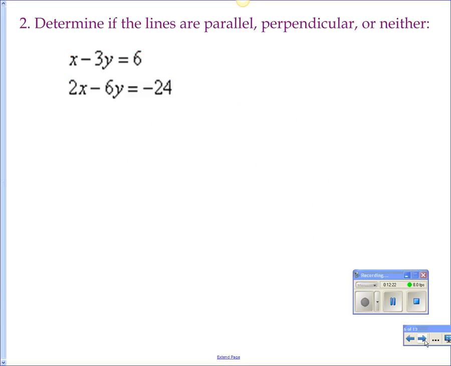Okay, number 2. Determine if the lines are parallel, perpendicular, or neither. Ethan G., what am I going to have to do on this first one? Good. I'm going to have to draw my line and circle Y. This is 1x. It's positive. When you move 1x to the other side, it becomes minus 1x.